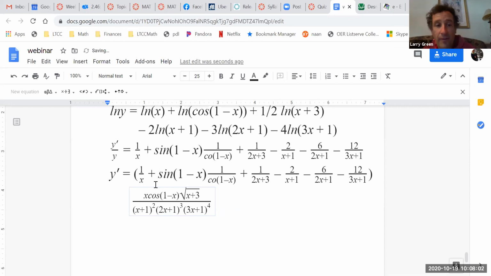Which is right there. So it's this top line times the bottom line, and that's the final answer. It's pretty messy, but we're able to do it in about 6 or 7 minutes. Any questions on that?